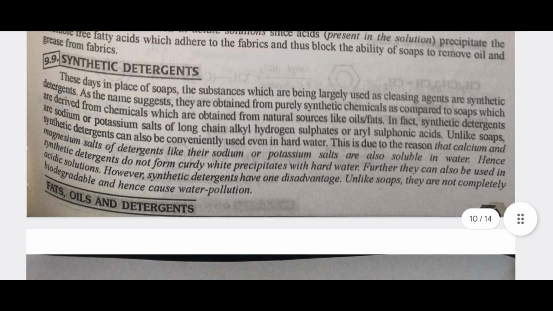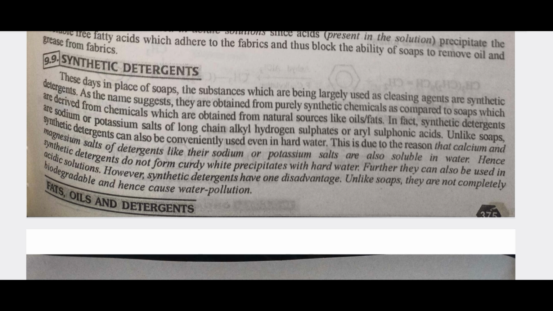Synthetic detergents. These days, in place of soaps, the substances which are being largely used as cleansing agents are synthetic detergents. As the name suggests, they are obtained from purely synthetic chemicals, as compared to soaps, which are derived from chemicals obtained from natural sources like oils and fats. In fact, synthetic detergents are sodium or potassium salts of long chain alkyl hydrogen sulfates or aryl sulfonic acids.